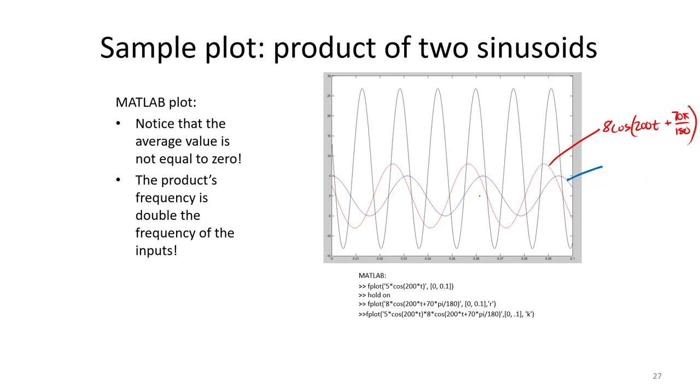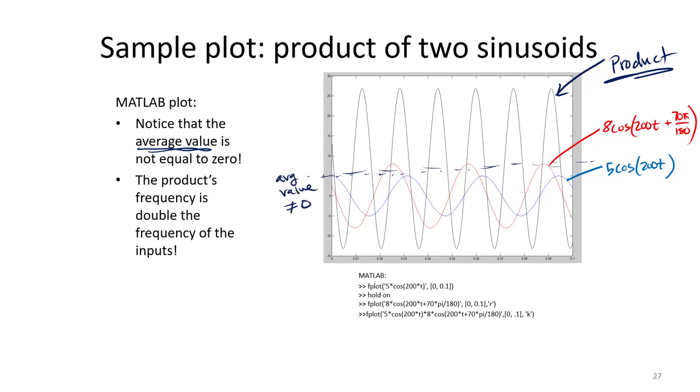Similarly, the blue line in this plot is 5 cosine 200t. Notice if I plot the product, we'll see that the average value is not equal to 0. The average value is something greater than 0. And the product's frequency is double the frequency of the inputs. So that happens because of the trig identity and because of constructive and destructive interference between the two input sinusoids.